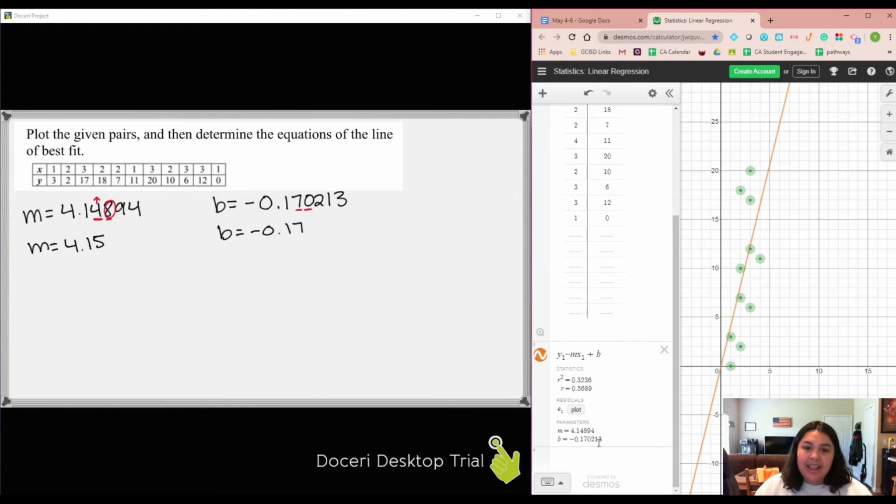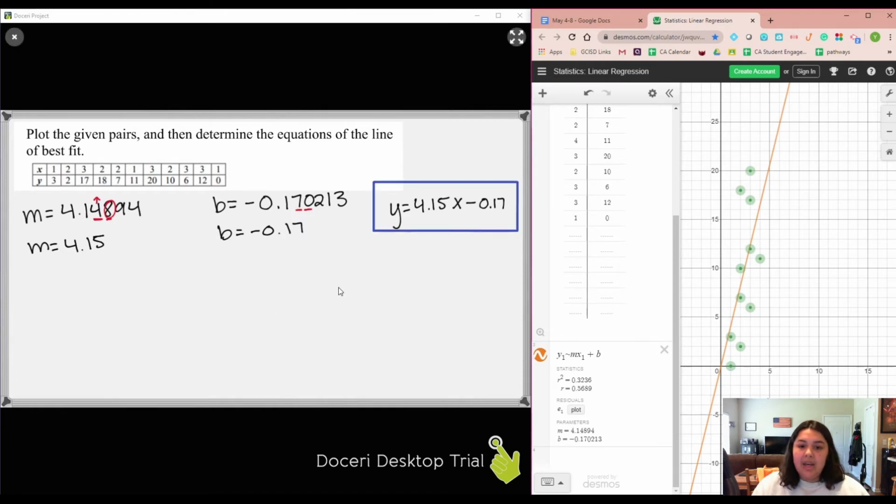My last step is to put those two together into y equals mx plus b form. So my y equals mx, my slope is 4.15x plus my y-intercept, which is negative. You can put a plus negative 0.17, or we can do a minus 0.17. And that is my answer. This is the line of best fit for this graph.